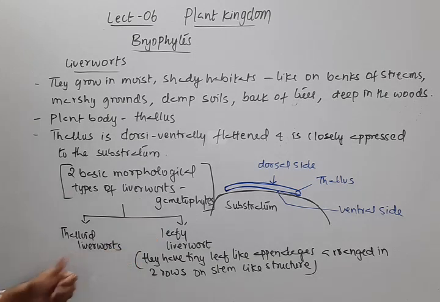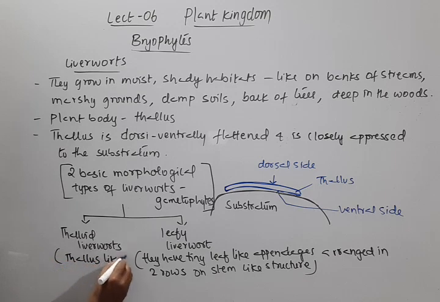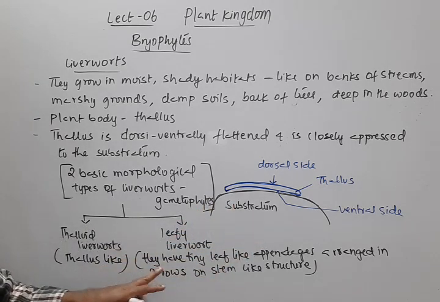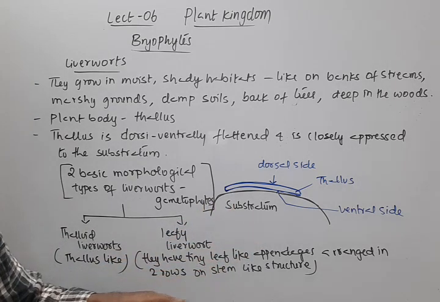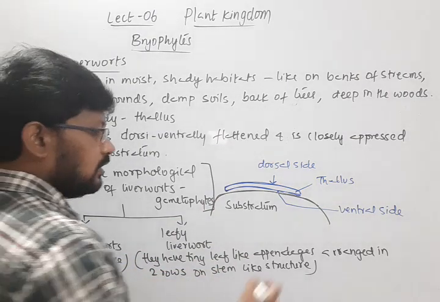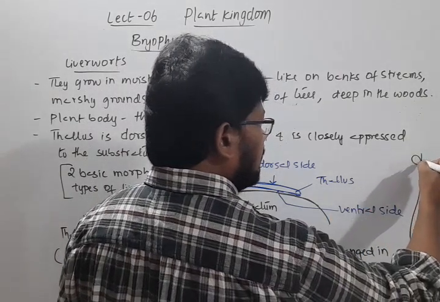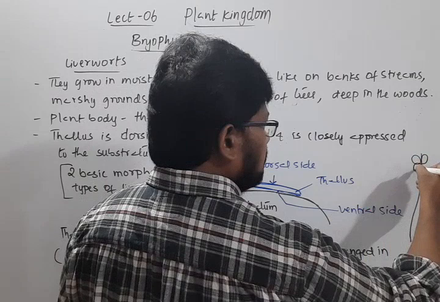So in thalloid liverworts, the body is thallus-like, which I have shown here. And in leafy liverworts you will find tiny leaf-like appendages arranged in two rows on the stem-like structure, but it's not a true stem. So you may find something like this.